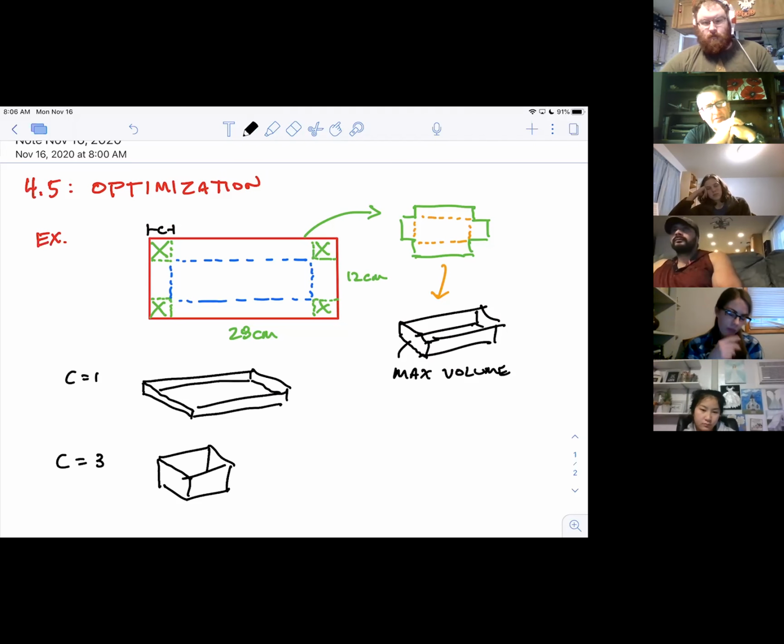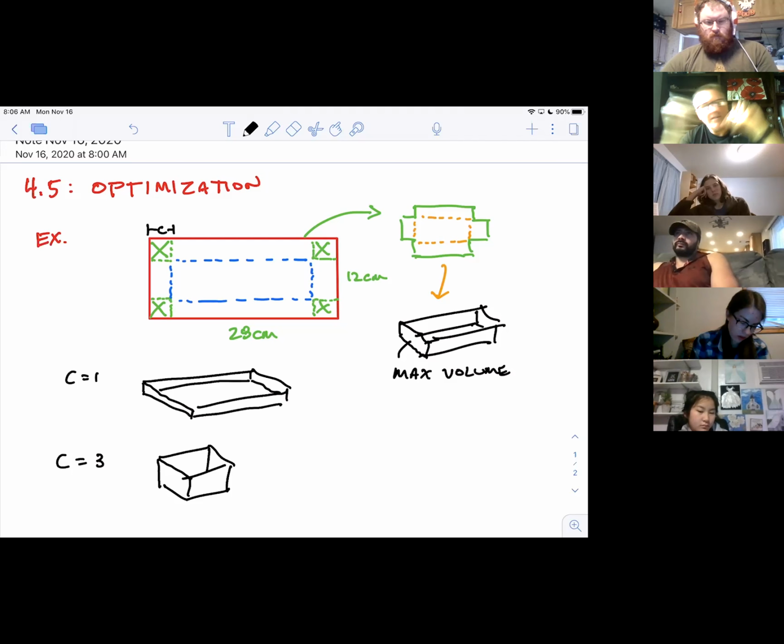So the question is, that long, really wide, flat box, C equals 1, that cut size is 1 inch. Is that going to be the biggest volume? Is it going to be more like that because it's so wide? But then it's not very deep. But if C is 3 inches, it's a whole lot deeper, but then the box gets a lot smaller. So which one is actually going to be the best volume?